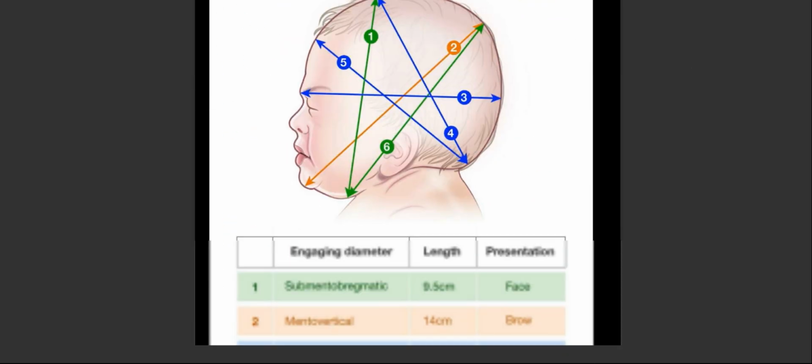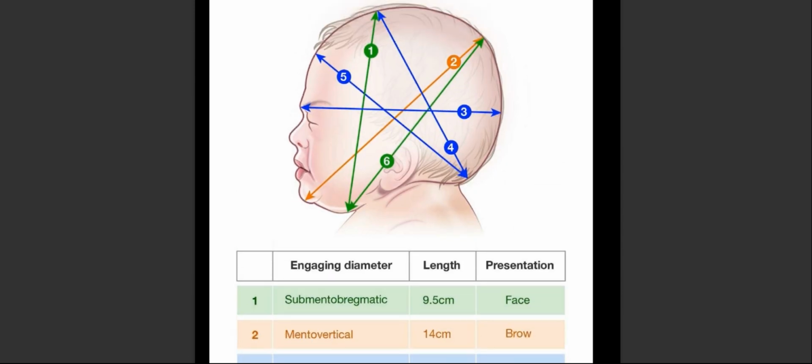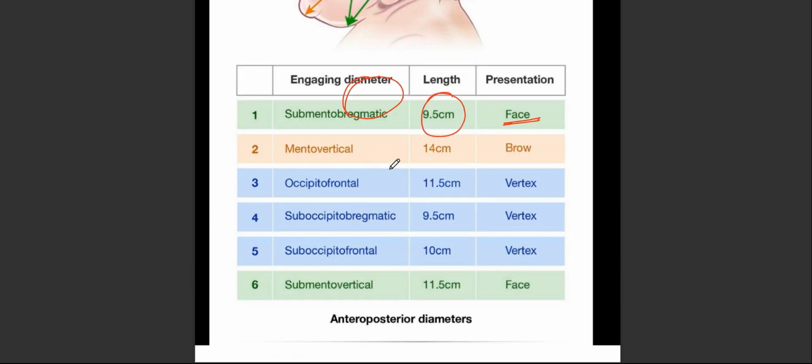Then let's combine the whole mnemonic in front of you. Sub-mento-Bregmatic diameter, I told you that whenever there is a Bregma, it is 9.5 centimeter and it represents the face presentation. Mento-vertical diameter is the largest diameter, which is 14 centimeter, representing the brow presentation. Whenever there is a Bregma, it represents 9.5 centimeter.